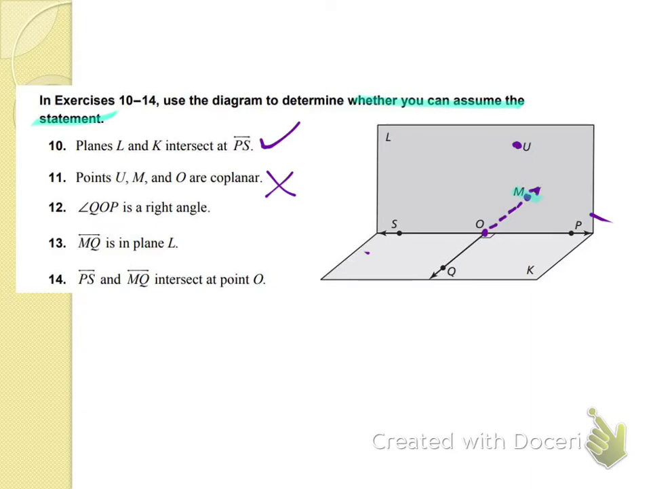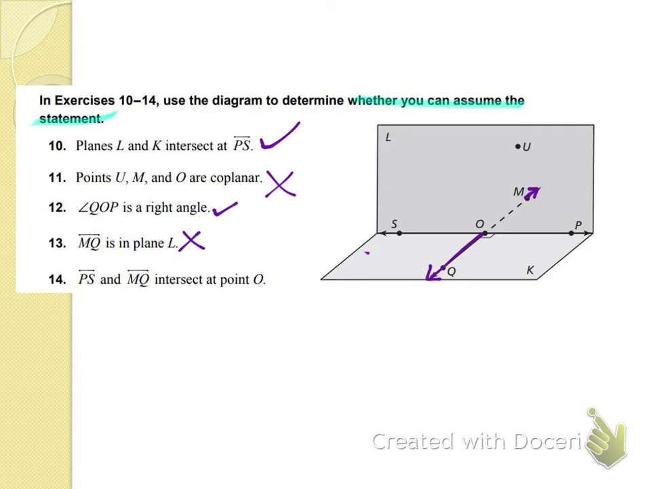All right, the next one, QOP is a right angle. Do we agree? Yes. I agree. There's our right angle. So that one is a yes. I know it's harder to see. MQ, this is such a trick question. I don't like it. But MQ is in plane L. Yes. It's a no.